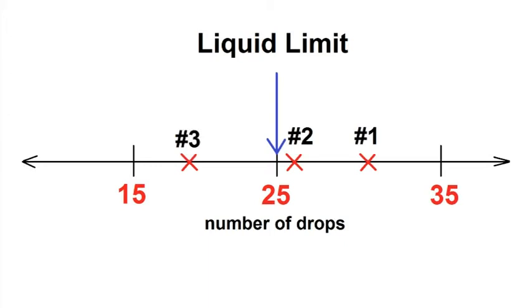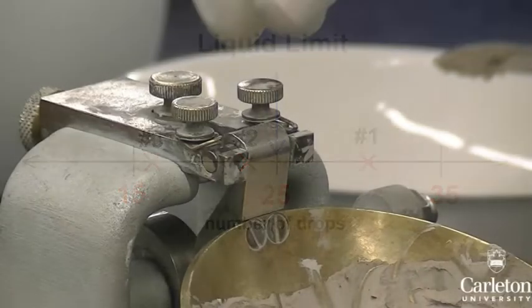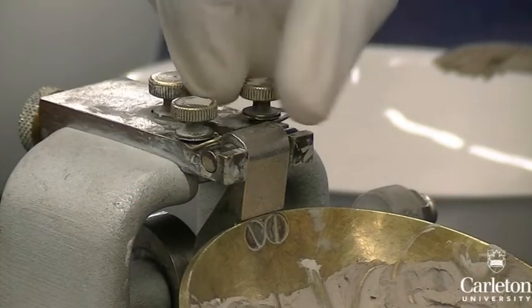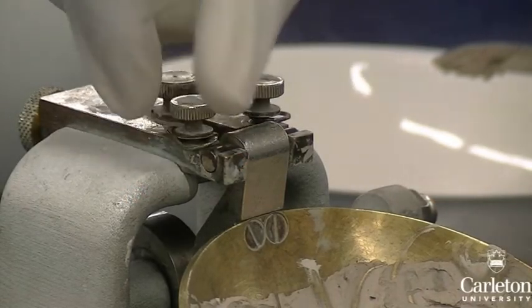This is because the liquid limit corresponds to this number of drops. In order to accurately determine the liquid limit, we need at least 1 data point less than and 1 data point greater than 25 drops. When repeating the test, you will find it easier replacing the sample back into the container by removing the cup.